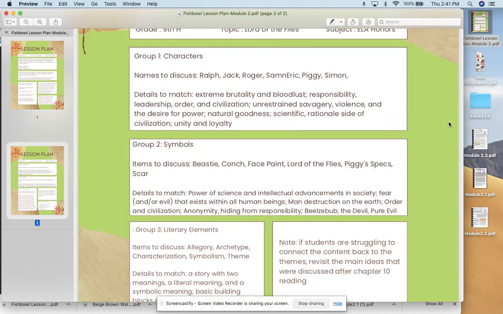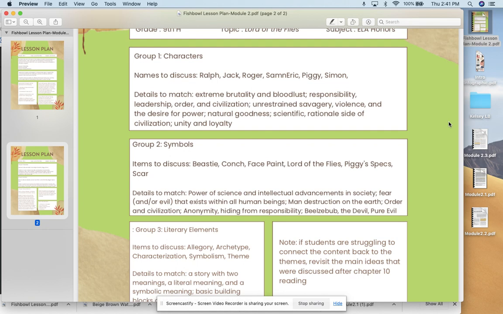group one is the characters, and the names that we are going to be discussing are Ralph, Jack, Roger, Sam and Eric, Piggy, and Simon. And the details that they are going to be given are extreme brutality and bloodlust, responsibility and leadership, order and civilization, unrestrained savagery, violence, and the desire for power, natural goodness, scientific rationale side of civilization, and unity and loyalty.